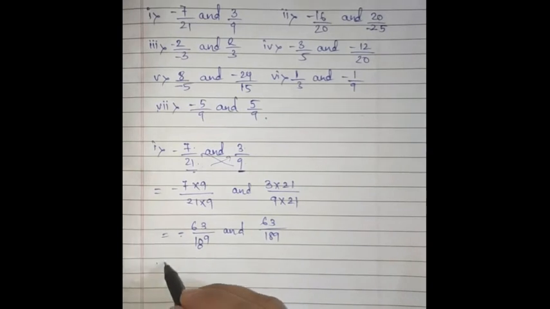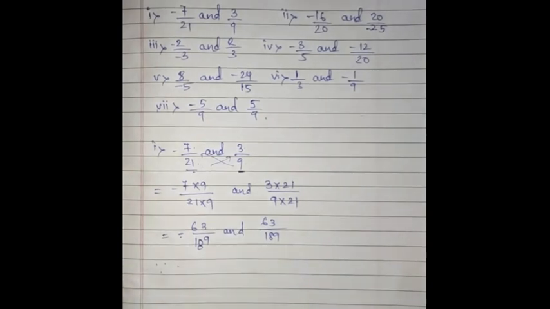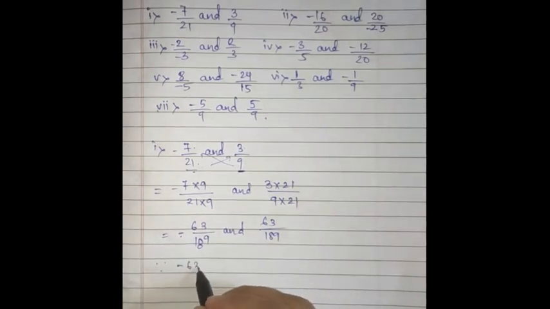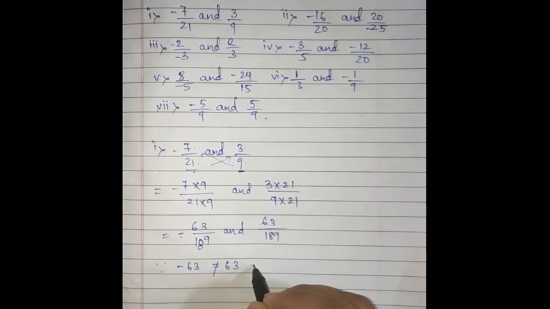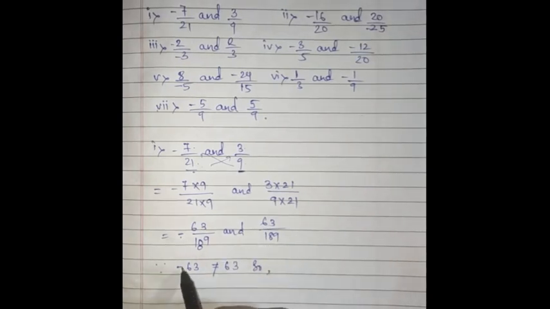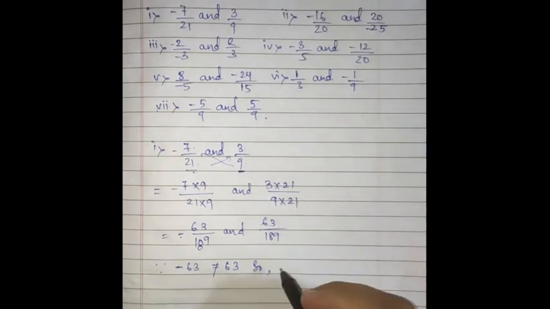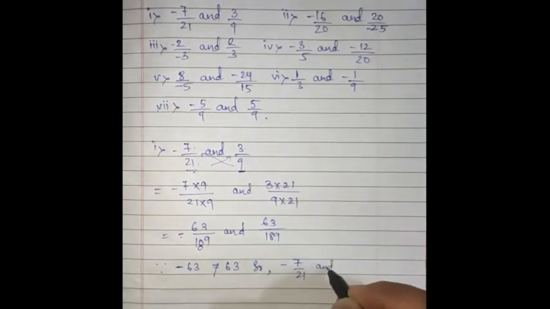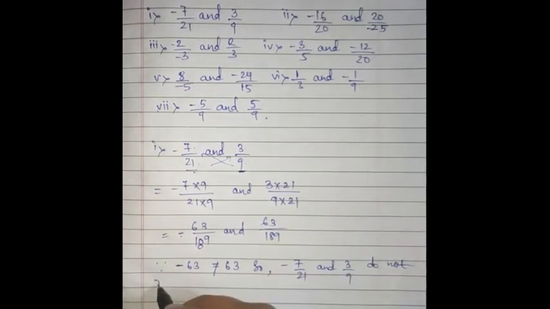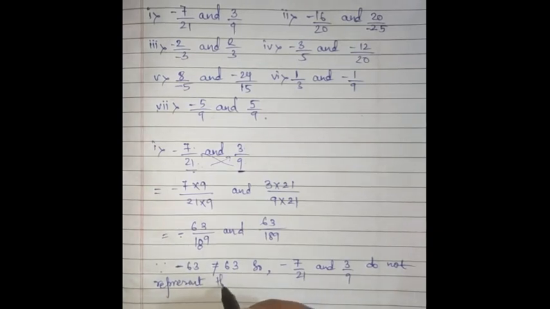since minus 63 is not equal to 63. Because there is a minus sign, there is a huge difference, no? So we can write minus 7 by 21 and 3 by 9 do not represent the same rational number.